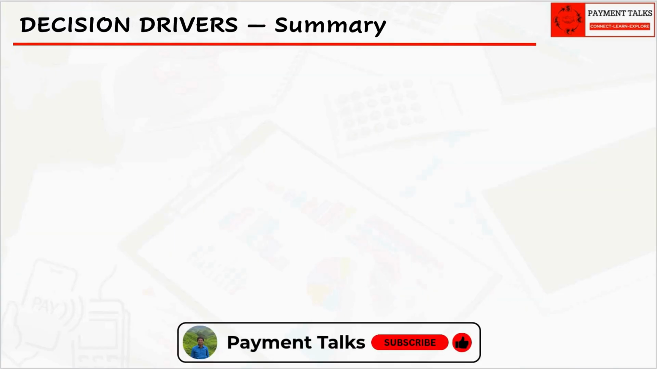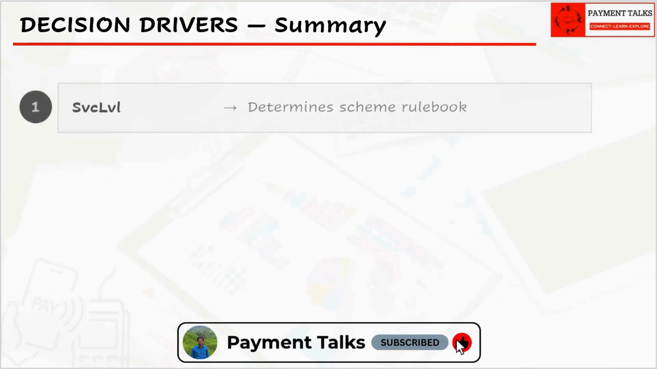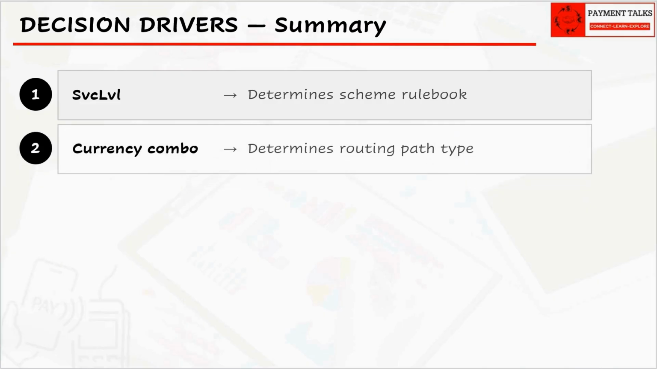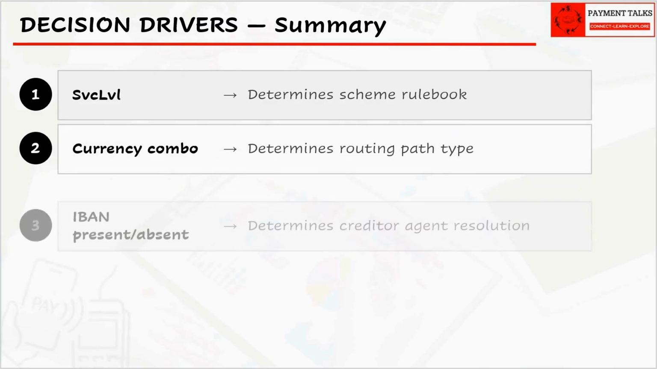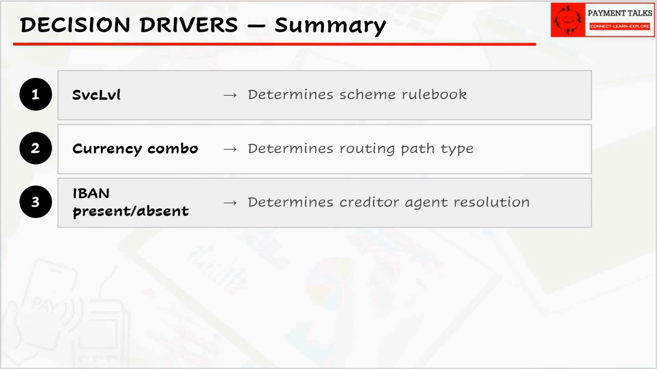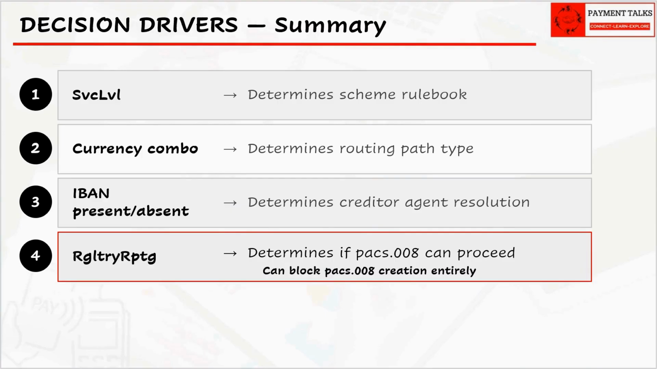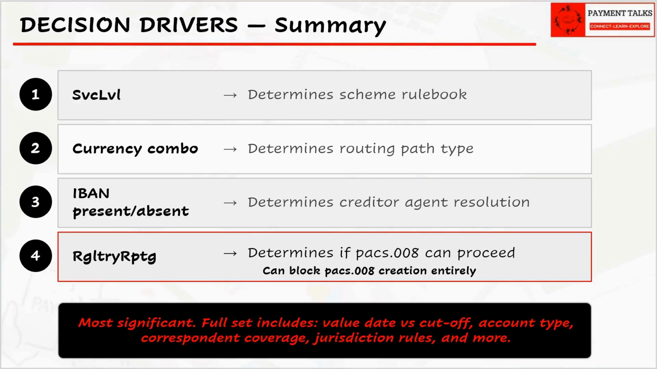Four drivers. Service level determines which scheme rulebook applies. Currency combination determines which routing path type to use. IBAN presence or absence determines how the creditor agent is resolved. Regulatory reporting determines whether the pacs.008 can be created at all. These four are the most significant. The full set includes value date versus cutoff timing, account type, correspondent agreement coverage, jurisdiction specific rules, and more.